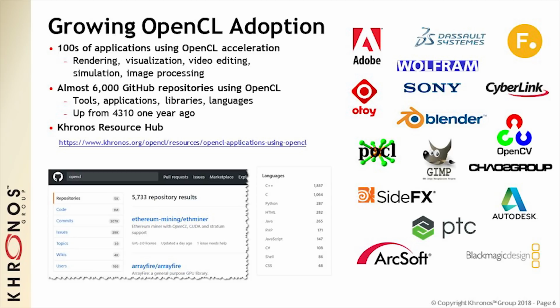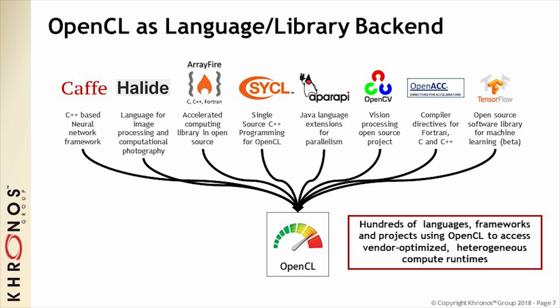C++ hits the top of the list. And I guess it's a sign of the times. The top repository this year is Ethereum mining, but oh well, what are you going to do? OpenCL continues to be used as a language library backend. More and more libraries, particularly in the machine learning space, are now providing OpenCL backends. There are literally hundreds of libraries and frameworks that continue to use OpenCL because it is really the only way to access runtimes across many different vendors in a portable way.